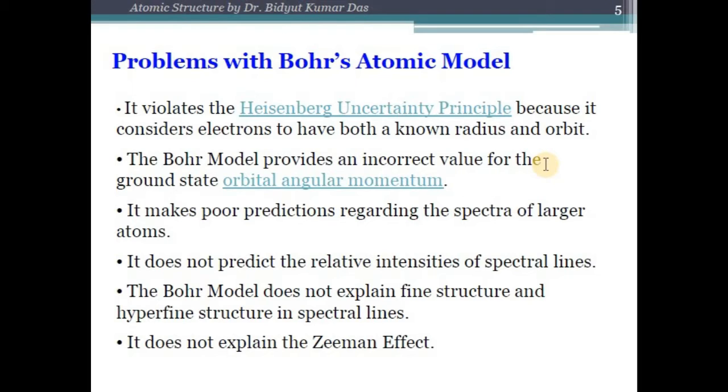And the third problem which arises in Bohr's atomic model is that it gives very poor predictions regarding the spectra of large atoms. Simultaneously, Bohr's atomic model cannot predict the anomalous Zeeman effect, or explain the hyperfine structure of the spectral lines. So these are a few problems which Bohr's atomic model cannot explain.